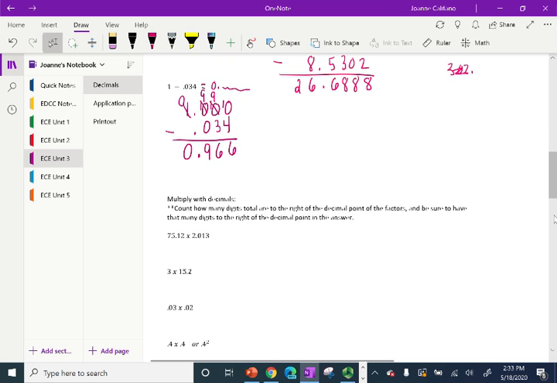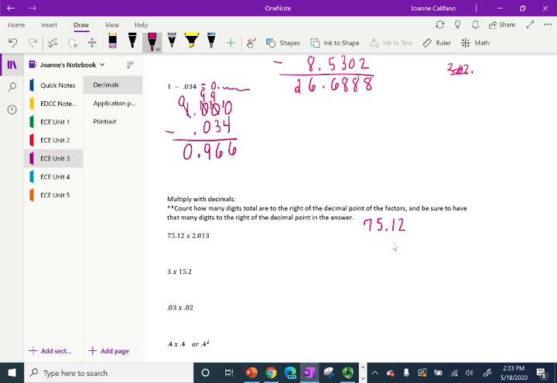All right, multiplying. We don't line up our numbers on the decimal when we're multiplying. We can just stack them like we're multiplying every other kind of whole number. All right, stack them.